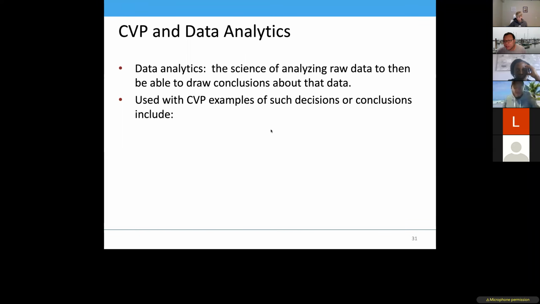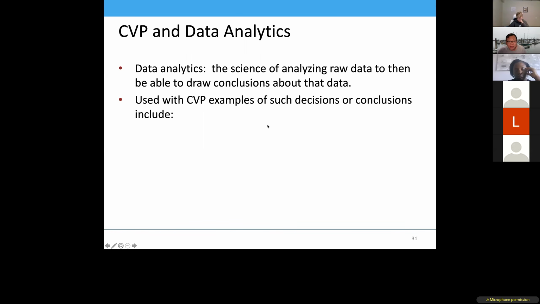So Excel is one of the tools. It's one of the many tools. So you are able to use Excel to generate graphs, to do different things. Okay. So basically, what is data analytics? It's the science of analyzing raw data to be able to draw conclusions about that data.